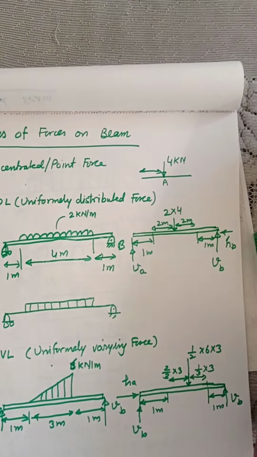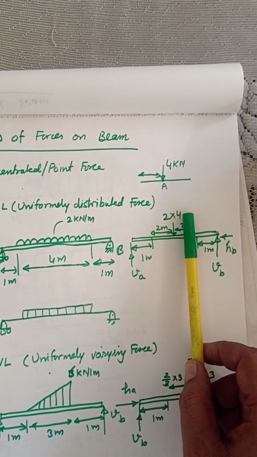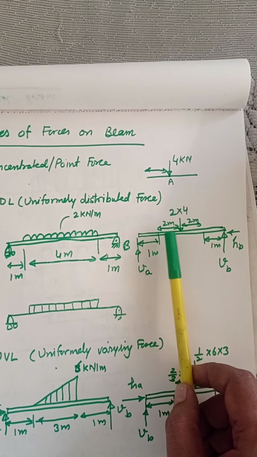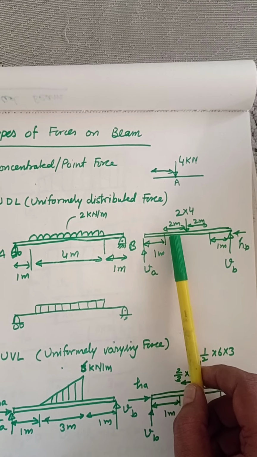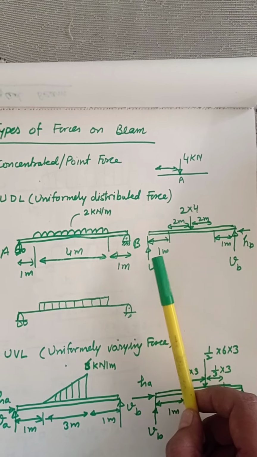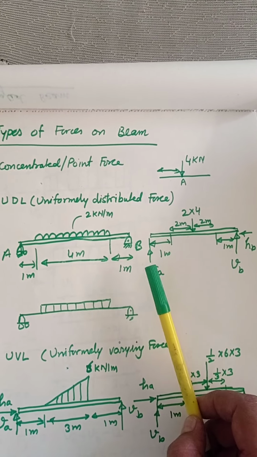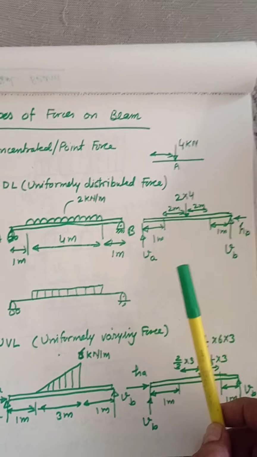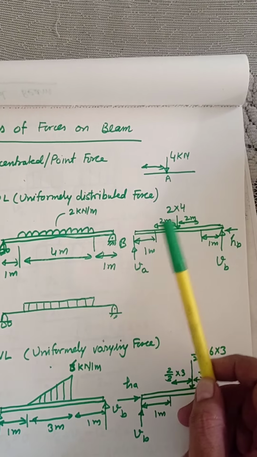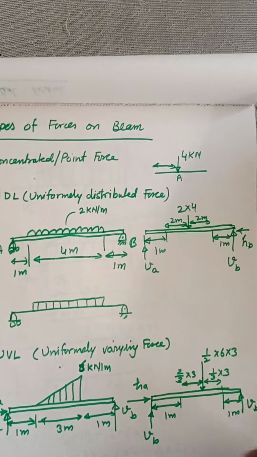So 2 multiplied by 4 is the total force, and it is acting at the center of the 4 meter, that is, this complete length is 4. So it is acting 2 from here and 2 from here. We have replaced the roller with a vertical force and the hinge with 2 unknown forces. So this is how we can simplify it to make the free body diagram and solve the question.